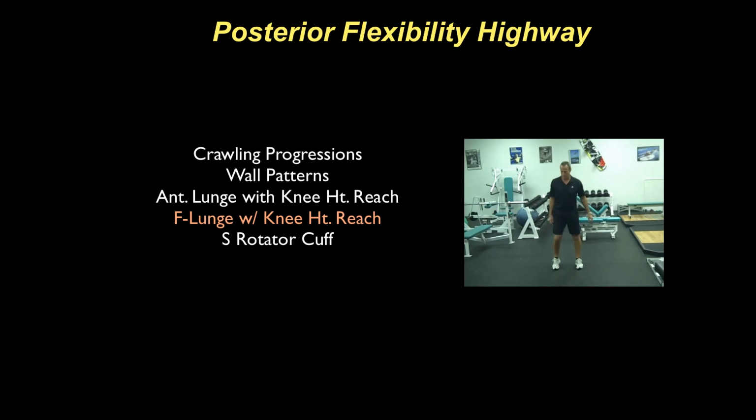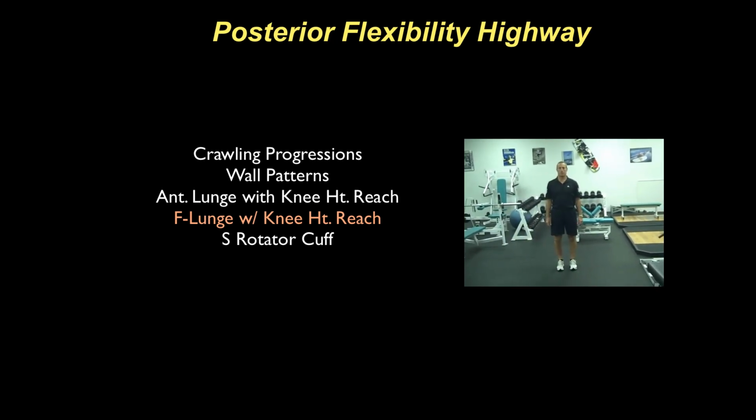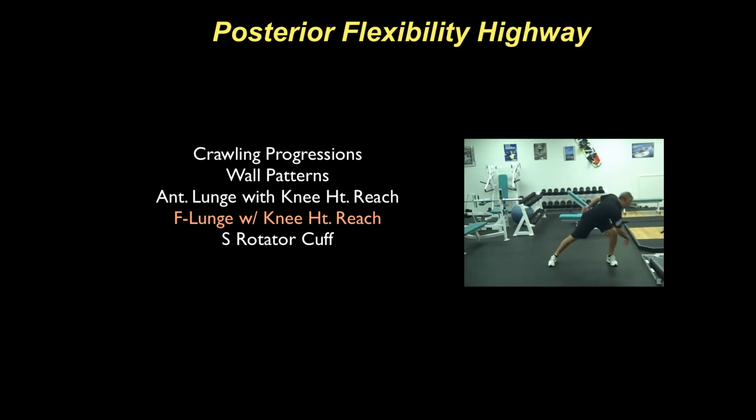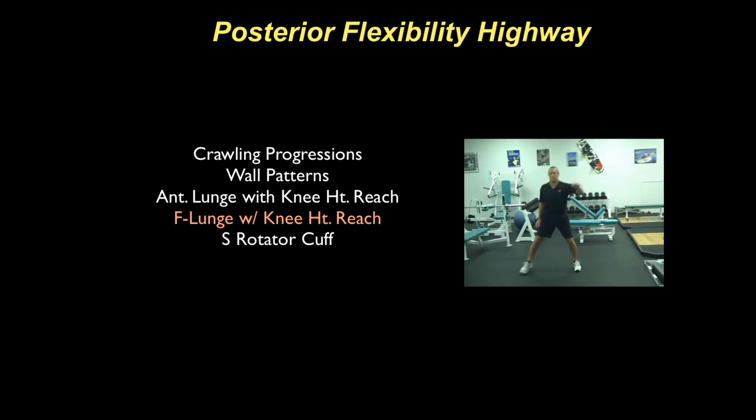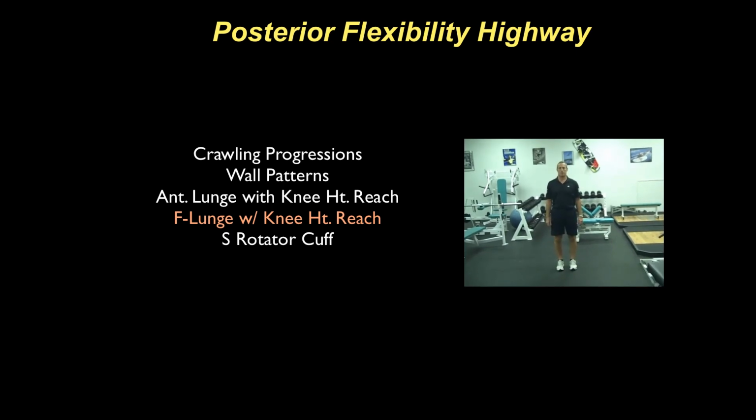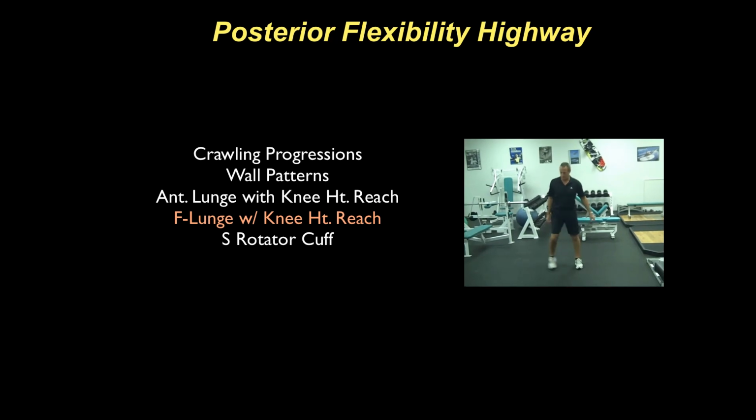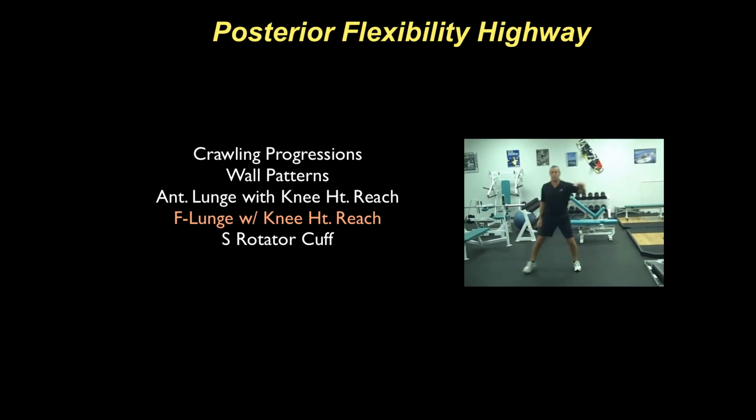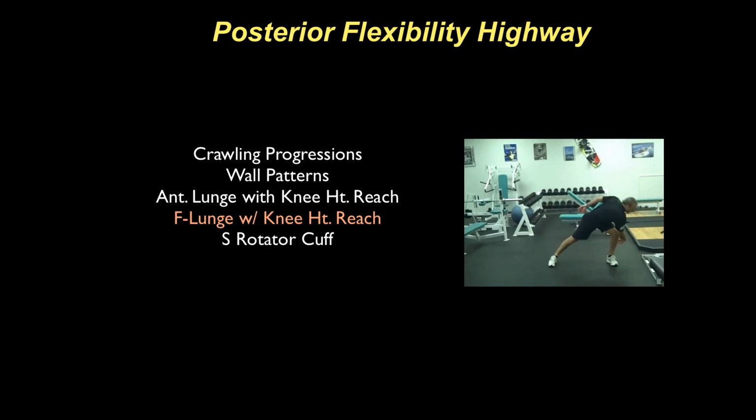Frontal plane lunge with knee height reach. This movement pattern has the same rationale as the anterior lunge with knee height reach, except with a frontal plane influence. If a posterior X factor is desired, reach the opposite hand to the opposite knee. Use the verticality principle to increase the demand upon the system as you move shoulder height downward toward lower levels.